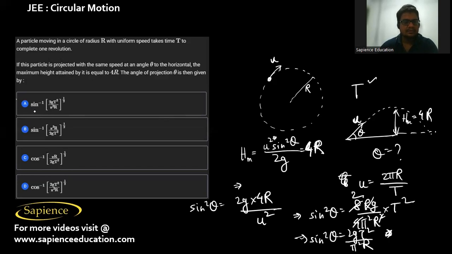2g t square by pi square r power half. So it means that option A is the correct answer.